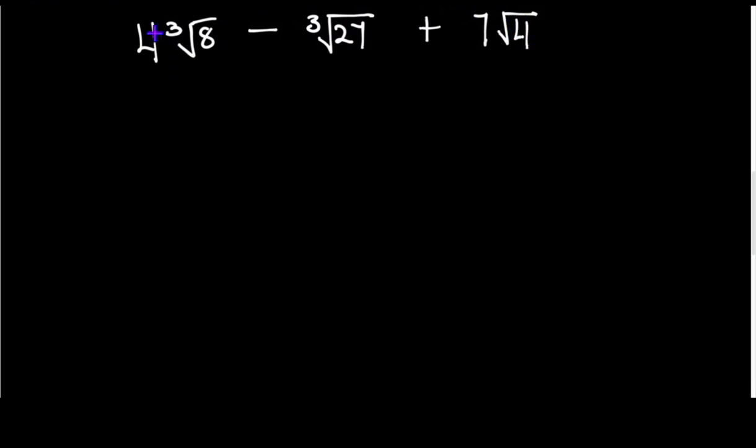This gives us 4. So here we want to find a number that when multiplied thrice, that is 3 times, gives us 8. And that number is 2, minus the same with this. A number when multiplied 3 times gives us 27. And that number is 3, plus 7 square root 4.